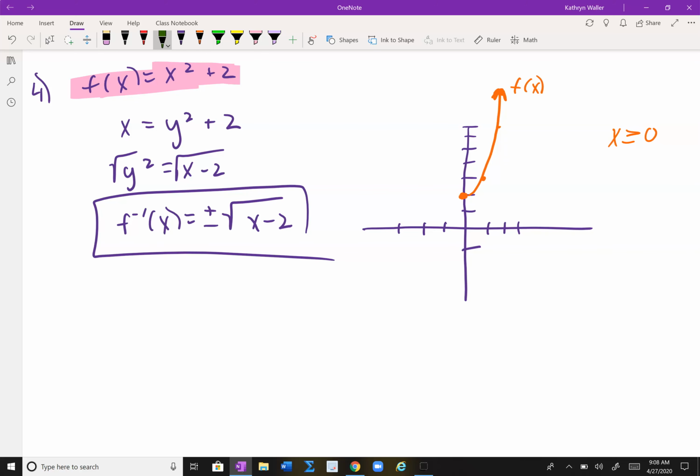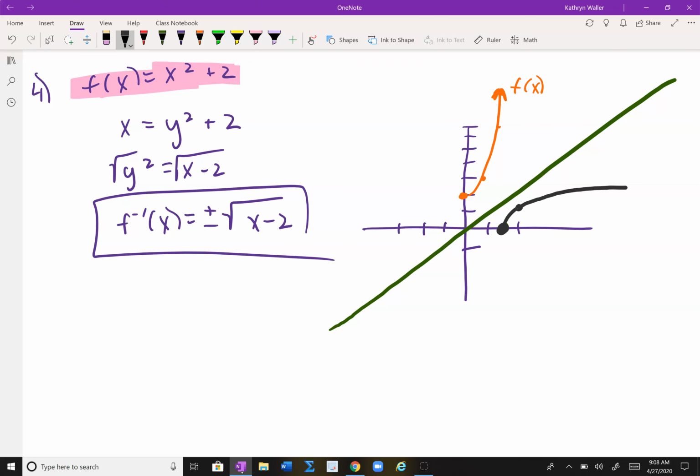Now remember that the inverse is a reflection across that line right there, y equals x, and I just freehanded that. So what's this going to look like? Well, this is 0, 2. So this would be 2, 0 over there. This is 1, 3. So this would be 3, 1. And then you can kind of see what's going to happen. It's going to look like that. And I'm going to label it the inverse.